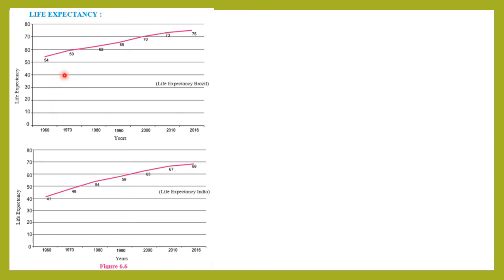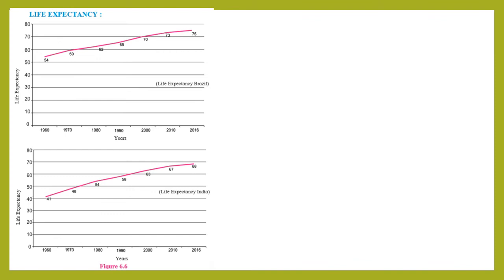Afterwards, we can see the life expectancy of people increased year by year, and in 2016 we can see that the life expectancy of people was 75 years.